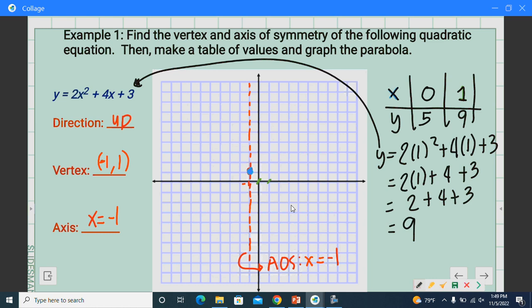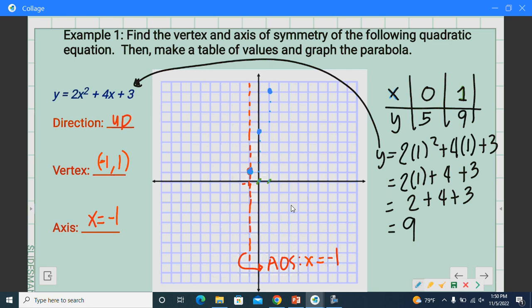So let's have this one. Again, if our x is 0, our y is 5. So 1, 2, 3, 4, 5. And if our x is 1, our y is 9. 5, 6, 7, 8, 9. So that is our graph.